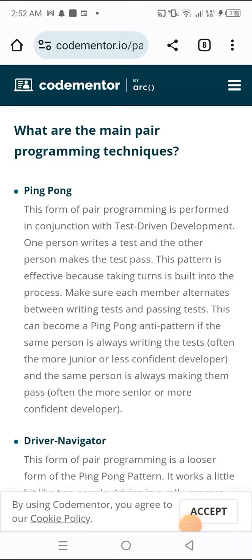In this video, we will discuss what are the main pair programming techniques. The number one is ping pong. This form of pair programming is performed in conjunction with test-driven development. One person writes a test and the other person makes a test pass.